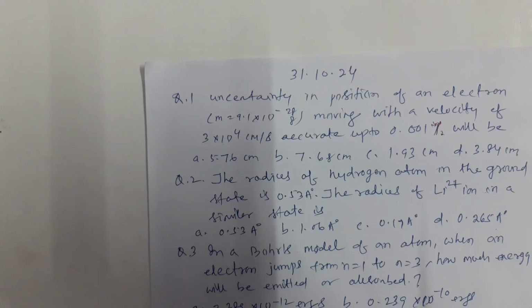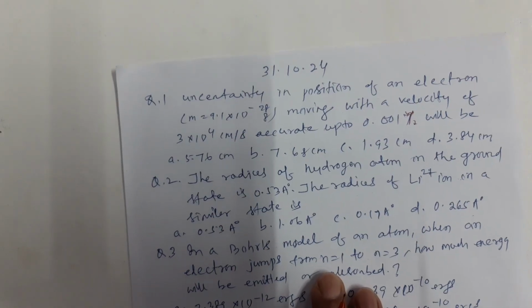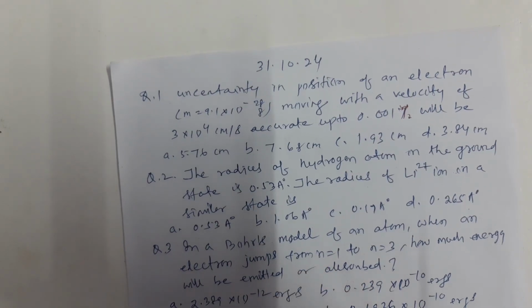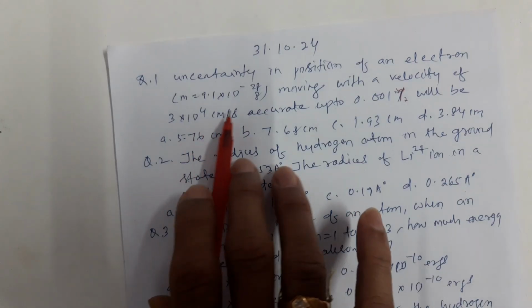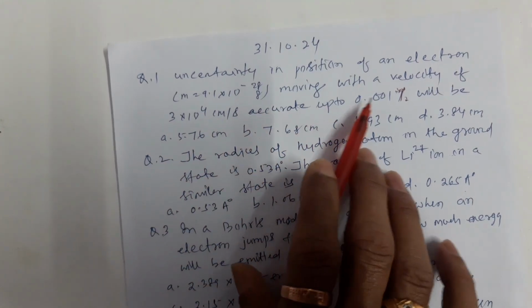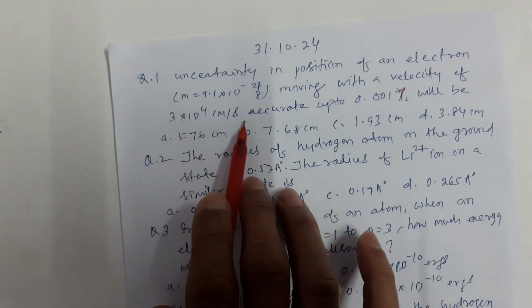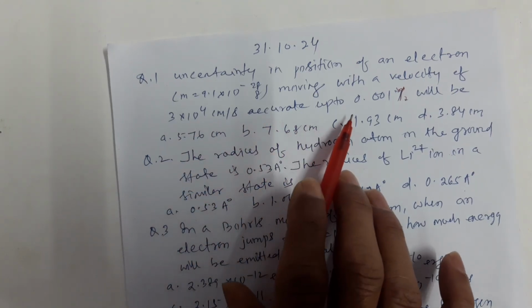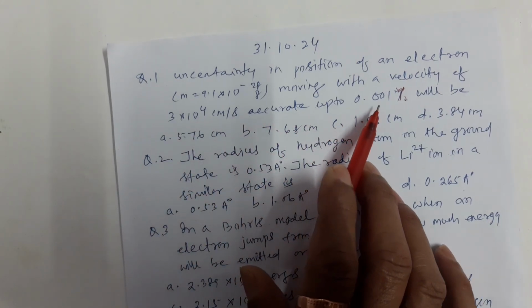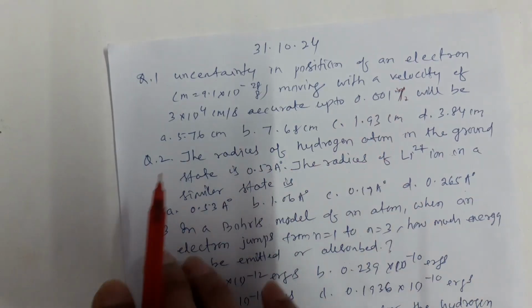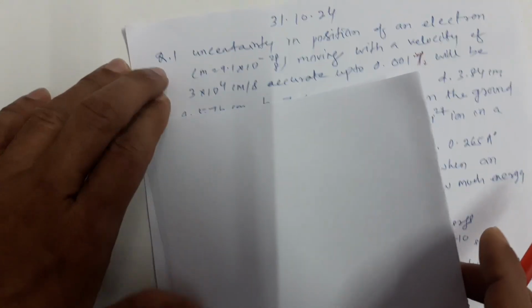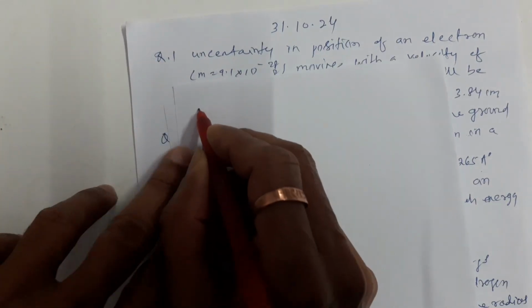The first question is: what will be the uncertainty in the position of an electron, whose mass is given, moving with a velocity of 3 multiplied by 10 to the 4 cm per second, accurate up to 0.001 percent? Okay, so we'll do the first question, number 1.